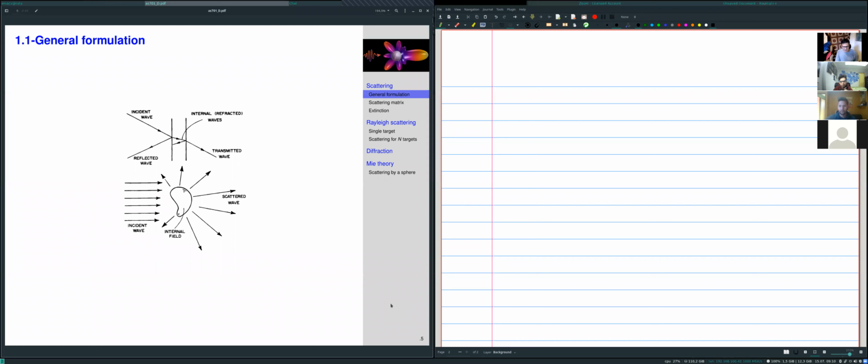As I explained last time, we have this physical problem where we have an incident plane wave, a monochromatic plane wave, hitting an obstacle, which is some solid material.